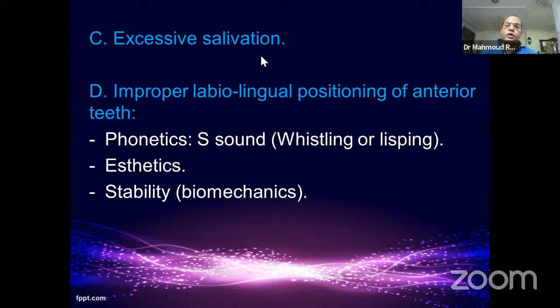Aesthetics is also important. We may increase the vertical overlap here for an aesthetic reason. Stability and biomechanics are also factors affecting the proper labiolingual positioning of anterior teeth. We can increase or decrease the horizontal overjet according to the phonetics, aesthetics and stability also.